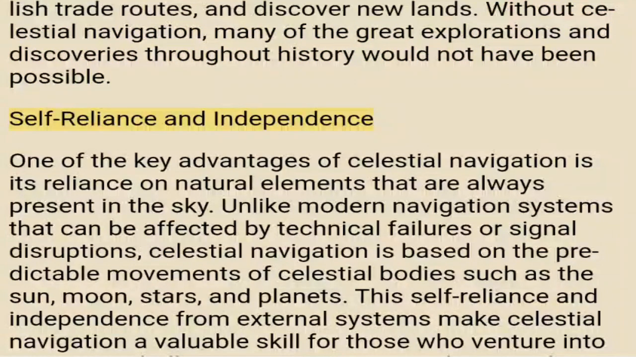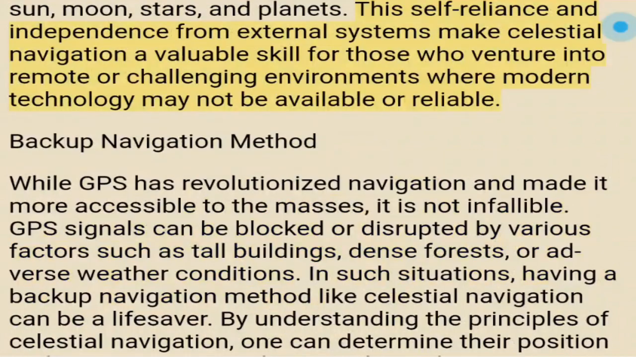Self-reliance and independence. One of the key advantages of celestial navigation is its reliance on natural elements that are always present in the sky. Unlike modern navigation systems that can be affected by technical failures or signal disruptions, celestial navigation is based on the predictable movements of celestial bodies such as the sun, moon, stars, and planets. This self-reliance and independence from external systems make celestial navigation a valuable skill for those who venture into remote or challenging environments where modern technology may not be available or reliable.